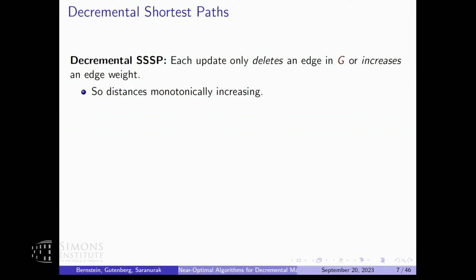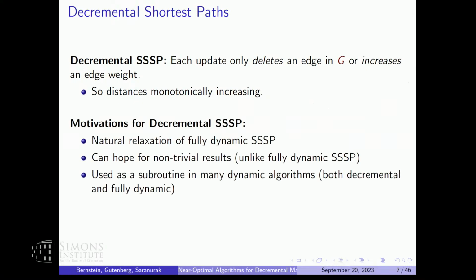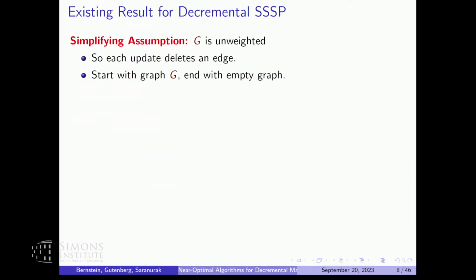So people turn to the decremental case. And some motivations for decremental are the ones we've gone through many times in the seminar. One is that we can use this as a subroutine in many dynamic algorithms, but also in static algorithms. Okay, so what was known about this problem? Let's just take the simplest version. We have an unweighted graph, so each update just deletes an edge. So we start with some graph G, and we end with an empty graph.